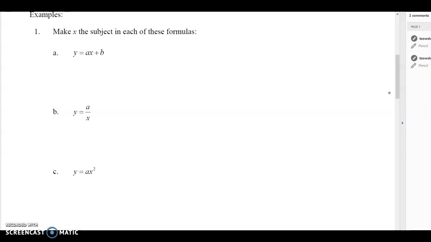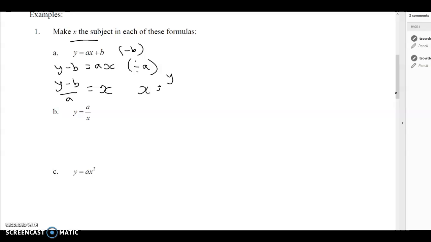Okay, so we've got to make x the subject in each of the following. Y equals ax plus b. Alrighty, so to get x by itself, we're going to subtract b off both sides. So we get y minus b equals ax. We're then going to divide by a on both sides. And so we get y minus b over a equals x. So x is now the subject of that formula. X equals y minus b all over a.